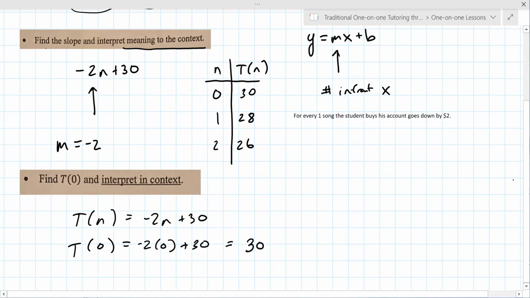Yes. Now interpreting in context, it's not the same as the slope. It's writing a sentence about what has happened. N is the number of songs. So how many songs did the student buy? Zero songs. So that's what he started out with. He doesn't buy any songs, therefore his money is exactly the same. Right. So you're saying the student starts with $30 in his account. Okay, yeah, that's really easy.